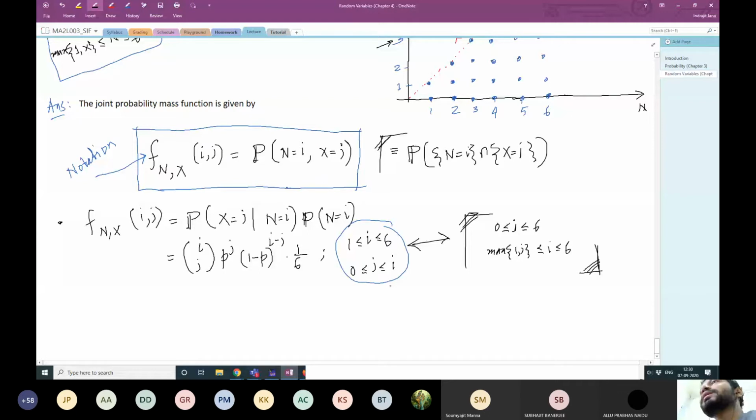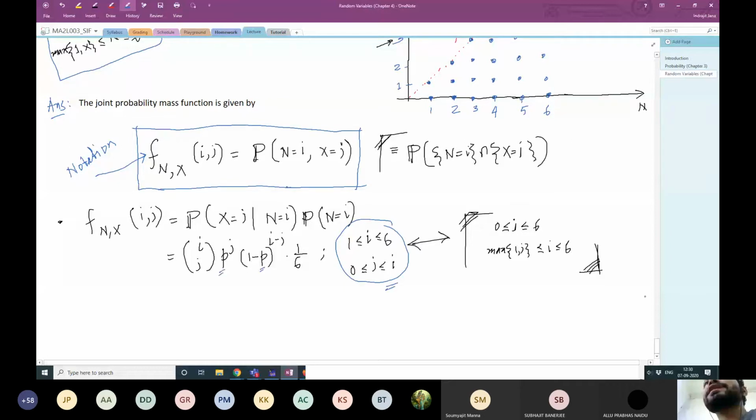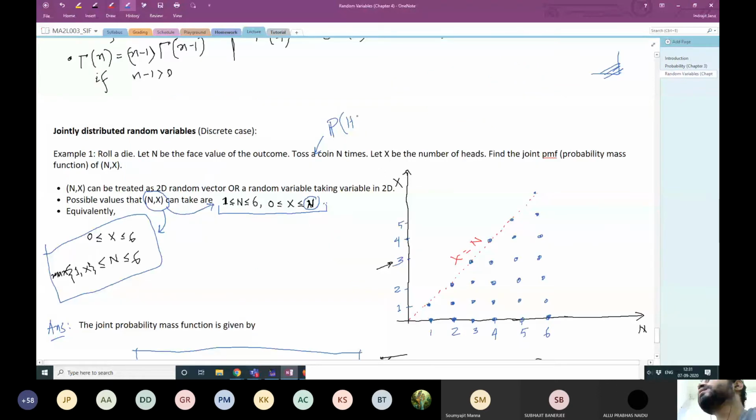Using the notation p here, probability of getting hit is p. So let me include that here. In this coin, probability of getting hit is p. All right, so that's it.